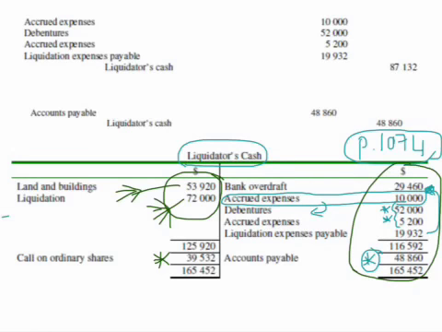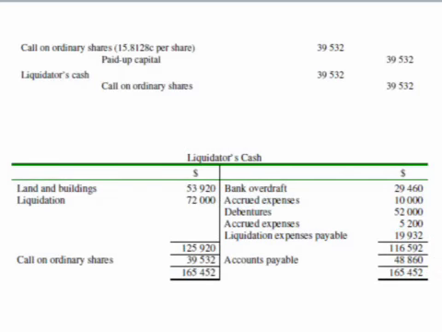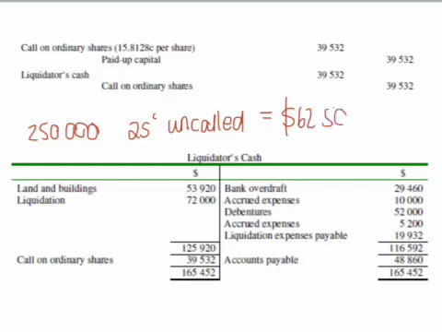And at this stage, we have to look at the paid-up capital of the company. So we are told in the question that the paid-up capital consisted of 250,000 ordinary shares, of which 25 cents were uncalled. This means that we potentially could raise 62,500 dollars from our ordinary shareholders. That is what's still uncalled, and that's the total that they can still be accounted for.